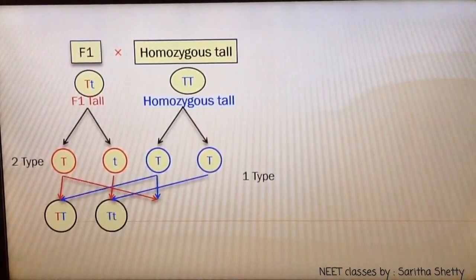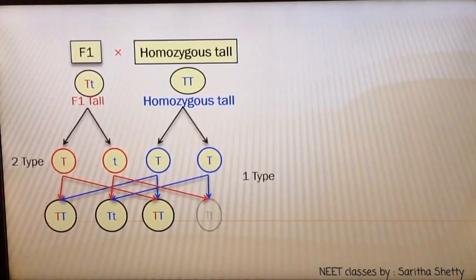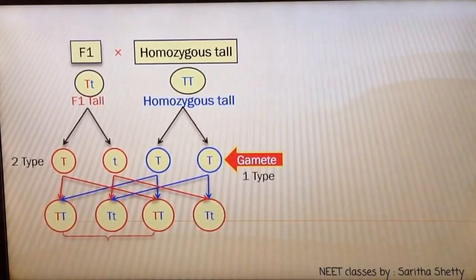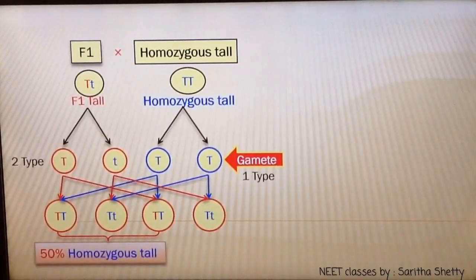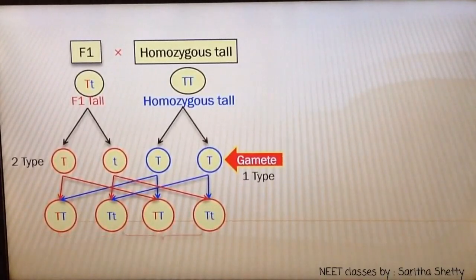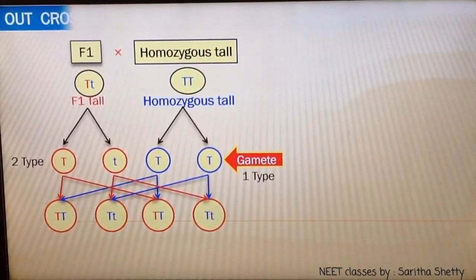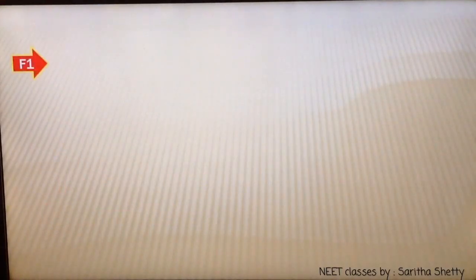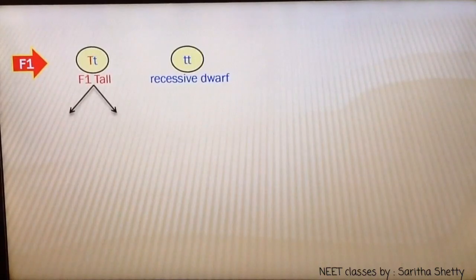The product obtained was all tall plants, of which 50% were homozygous tall and the other 50% were heterozygous tall. In this back cross, Mendel did not get any orientation, hence he called it an outcross. He further continued with the F1 individual crossed with a homozygous recessive individual.